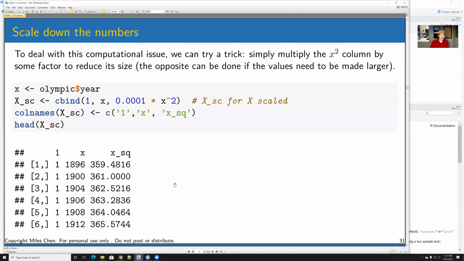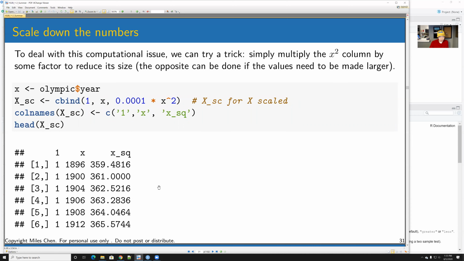Okay, so here's just a simple workaround. Rather than dealing with numbers that are on the order of 3 million and whatnot, I'm going to take all of these numbers, the x squared numbers, and just scale them down. I'm going to multiply them by 0.0001, okay? So rather than getting 3,610,000, this is just 361. I'm just taking that column and scaling it down, so we're not dealing with giant numbers, but something a little bit more manageable.